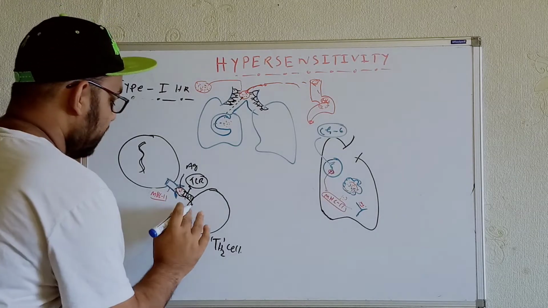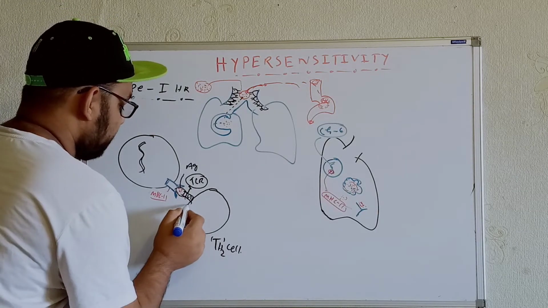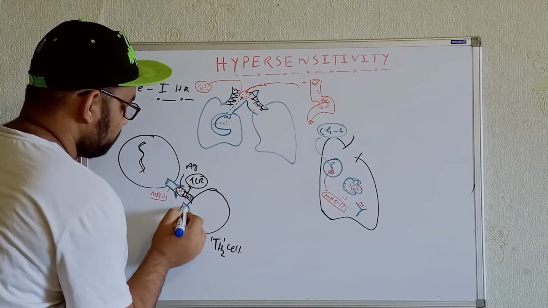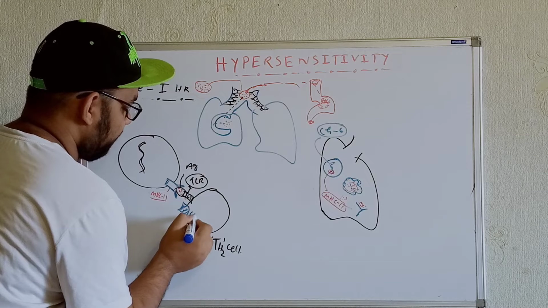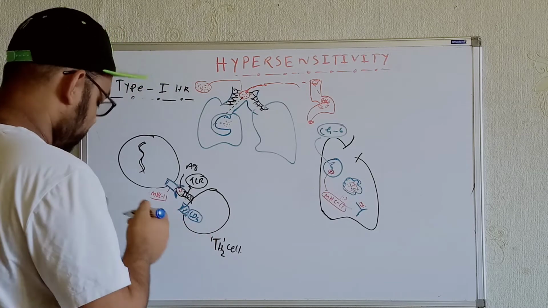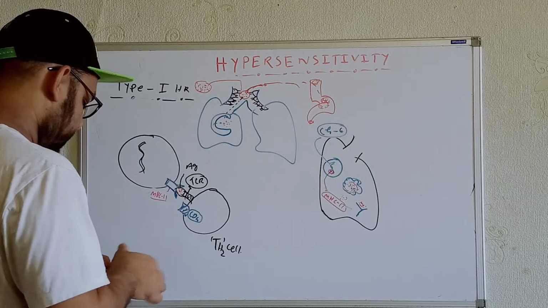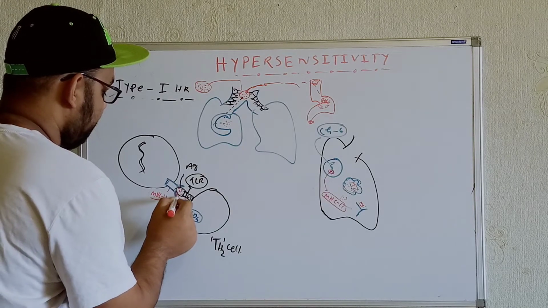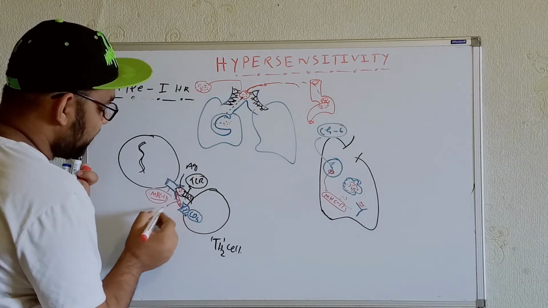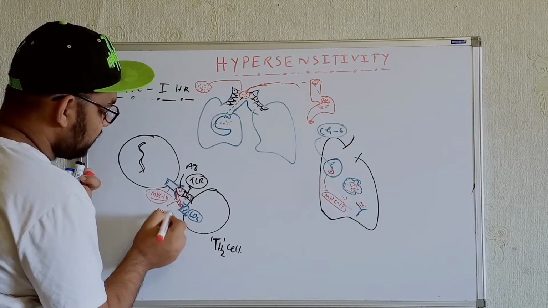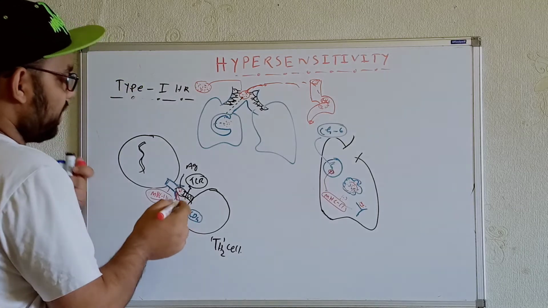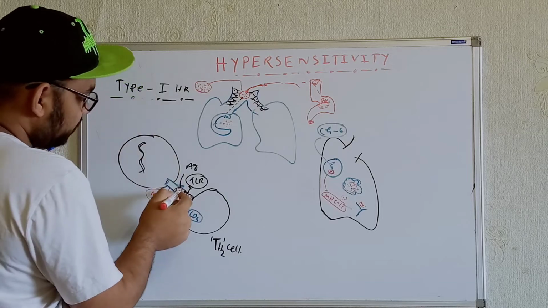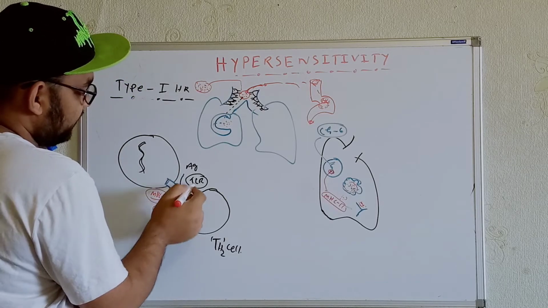Now CD4, let me show over here. For example, this is the CD4. Now this CD4 will combine with the MHC class 2 molecule. That means the MHC2 will get combined with the CD4 receptors over here, and the antigen will get combined with the T cell receptors over here.